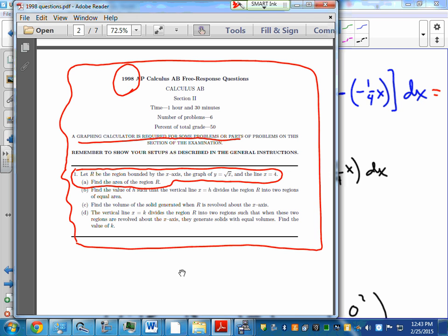So look at the problem first. It says the region is bounded by the x-axis. I'm going to go ahead and draw a sketch of this in just a second. The x-axis, the graph y equals the square root of x, and the line x is equal to 4. This is pretty similar to the one that we just did out of the textbook. And the task is to find the area of region R.